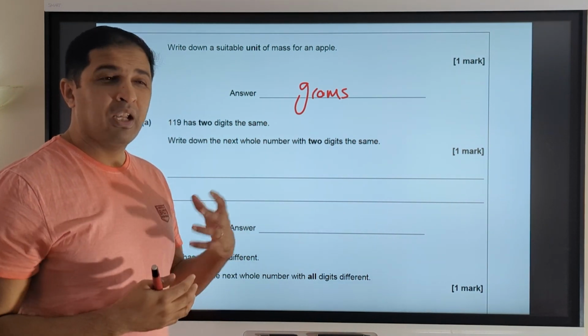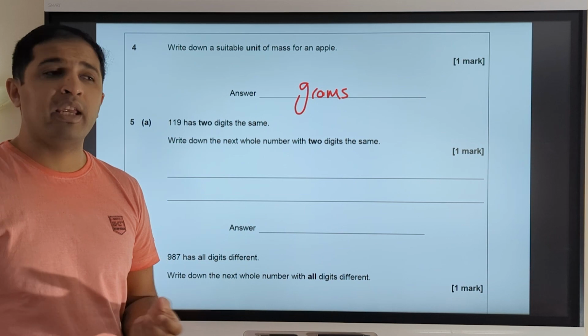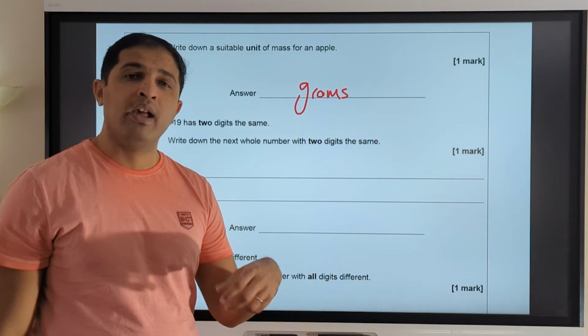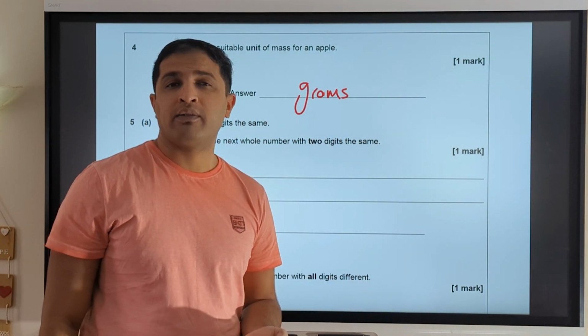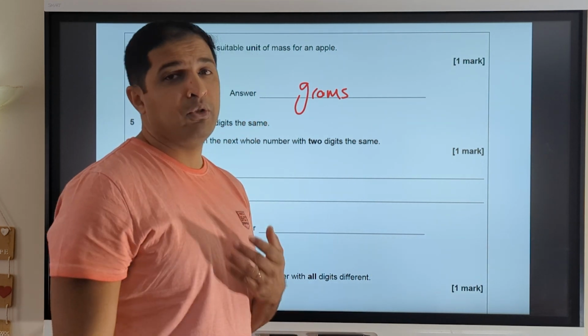Kilograms is possible, but kilograms is less likely. You're going to be using grams because one apple's not going to be weighing more than 1 kilogram. You're going to have to say 0.5 kilogram or 0.25 kilogram, even if it's the heaviest apple you've ever seen.